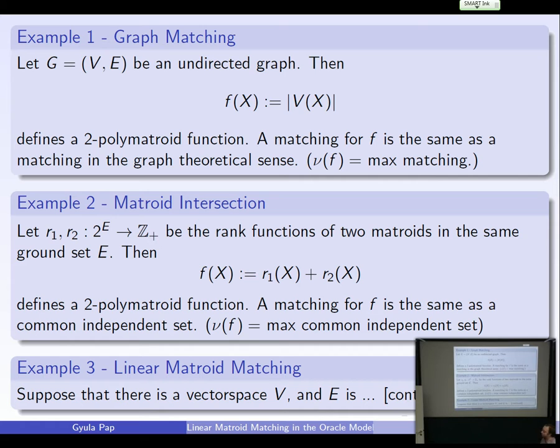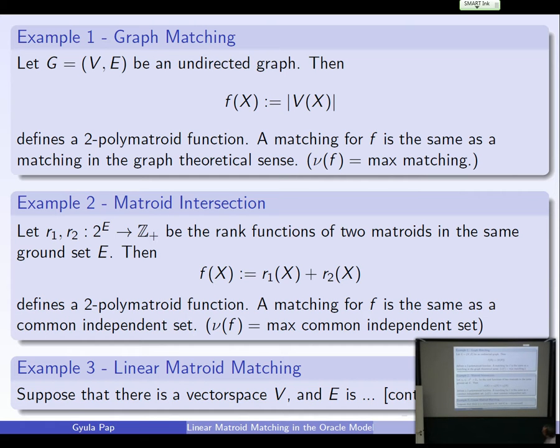Similarly, we can get the matroid intersection problem as a special case by just adding the two rank functions of the two matroids on the same ground set. That is a two-polymatroid function, and then a matching will be a common independent set. So this way we can get matroid intersection. These are the two problems for which there are not so many common generalizations, and matroid matching is motivated by this.